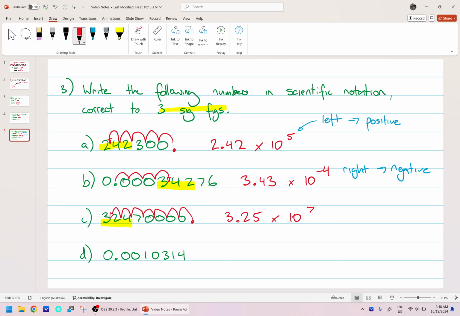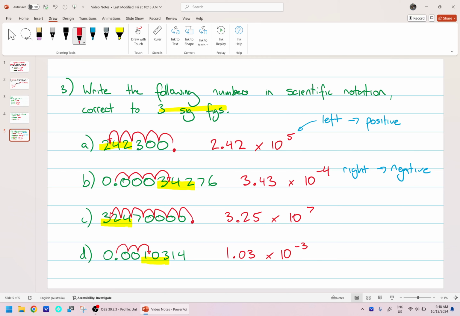Then lastly, here's our decimal point. We're going to move it so it's after the 1. So 1, 2, 3, moving it 3 places to the right, and also rounding to 3 significant figures. So 1, 2, 3. The number after 3 is a 1, so we're going to round down. We're not going to change anything. So our answer is 1.03 times 10 to the power, and we moved it 1, 2, 3 to the right. Because we moved it to the right, it is a negative power.